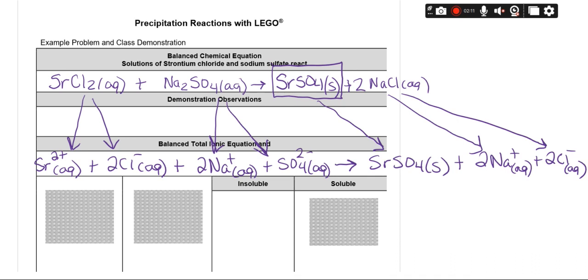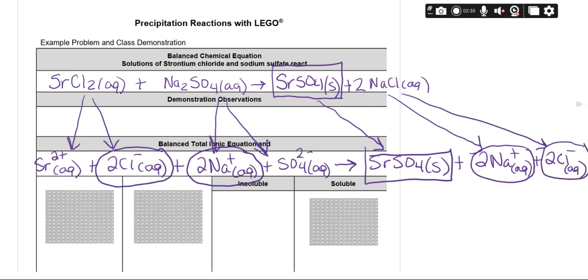And if you look at the reactant side and the product side, there are some ions present on both sides that do not form this precipitate. Those are called spectator ions. So sodium ions are present here, not involved in the formation of the precipitate, so that's a spectator. And the chloride ions here and the chloride ions here, those are spectator ions. And so spectator ions are present, but they don't form the precipitate.